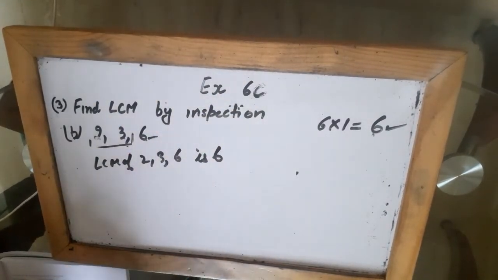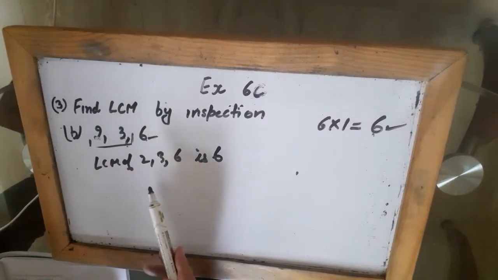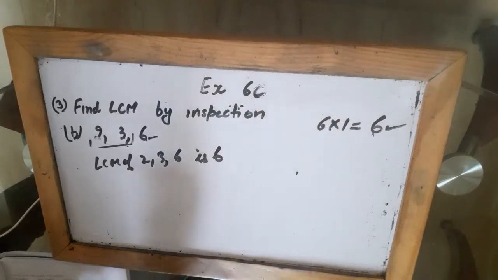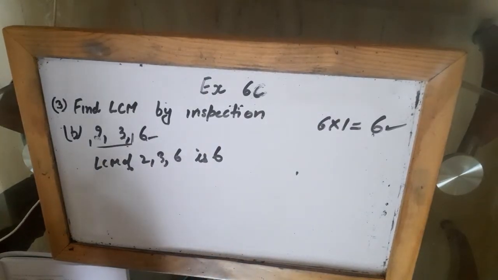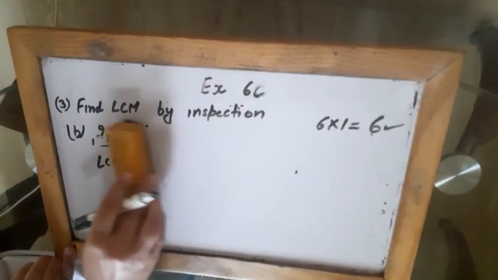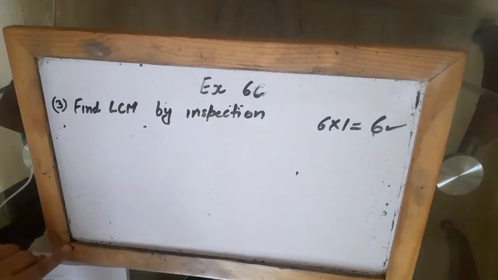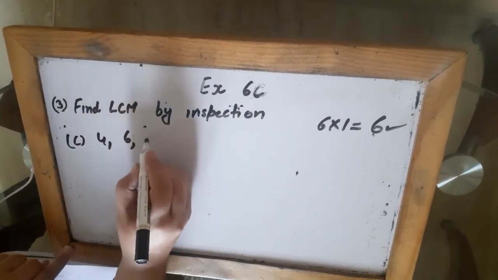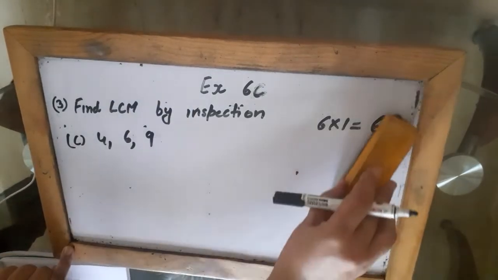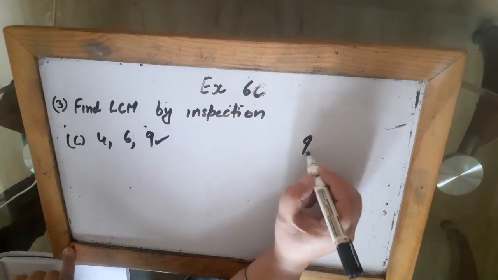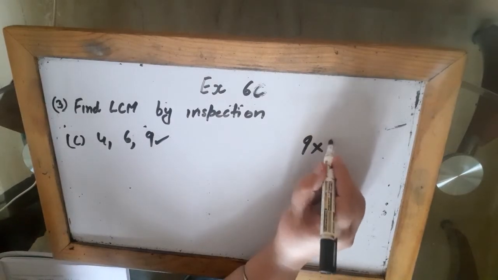So in the previous method, I wrote the tables of all the numbers given, but here I am required to write the table of only one number, and I will take only the biggest number. Now let me take one more example. Let me take the C part: 4, 6 and 9. I will start writing the table of the bigger number, which is 9. I want the multiples of 9.